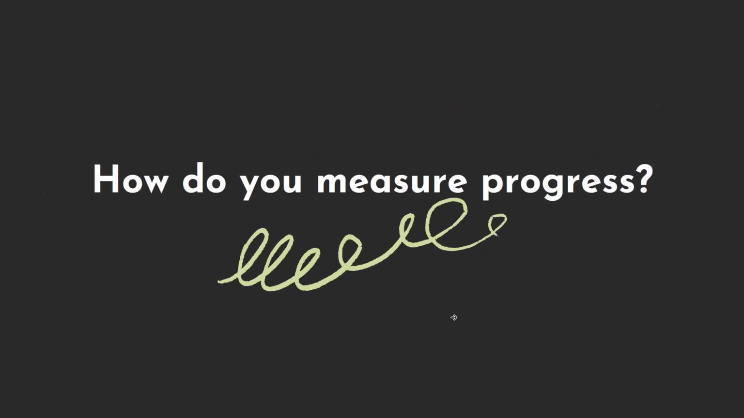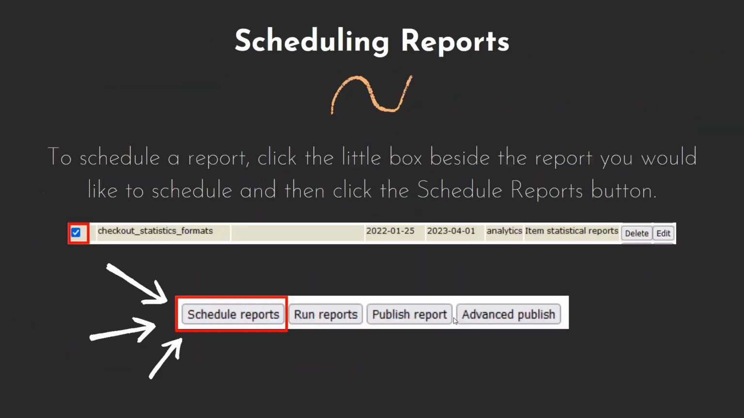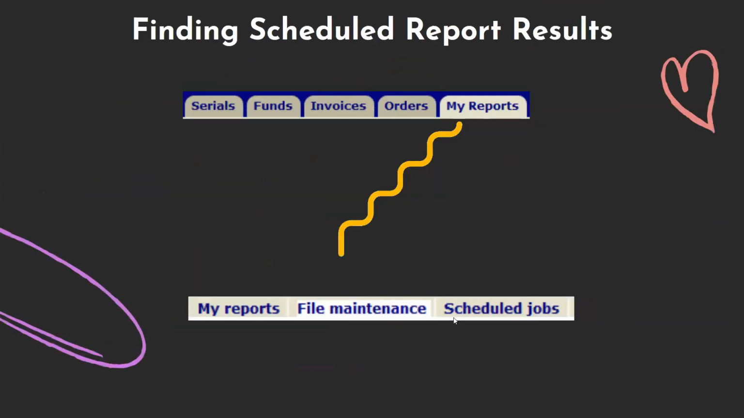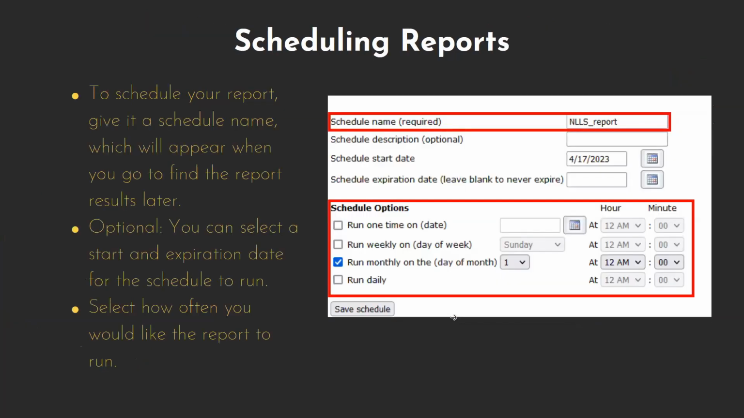Okay, pop back over to finding this thing, scheduling. So you're going to go to file maintenance now under my reports. Okay, so are we saving this? Oh yeah, if you haven't saved already, save it. And now it's going to run every month.